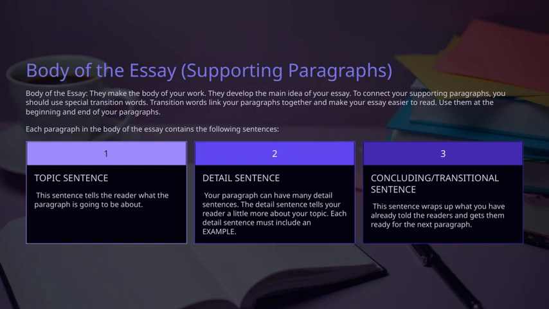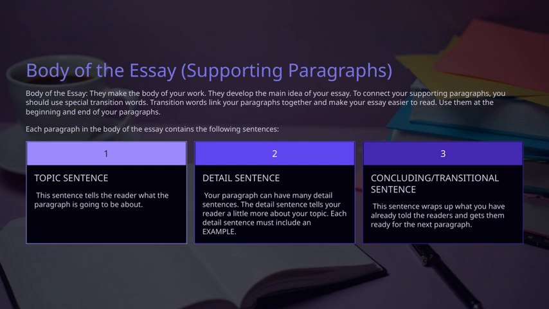Now, let's talk about the body of your essay, which is really the heart of your work. These supporting paragraphs develop the main idea and give your essay depth. To make your writing flow smoothly, it's important to use transition words. These words act like bridges, connecting your paragraphs so your essay reads easily and naturally.